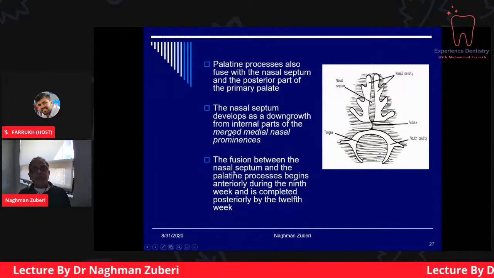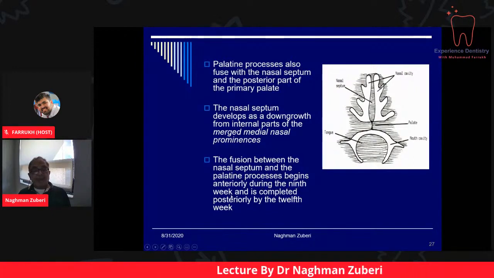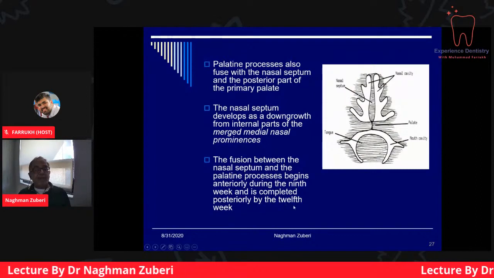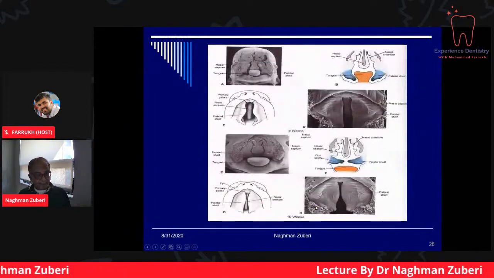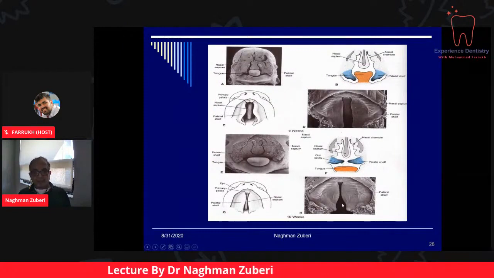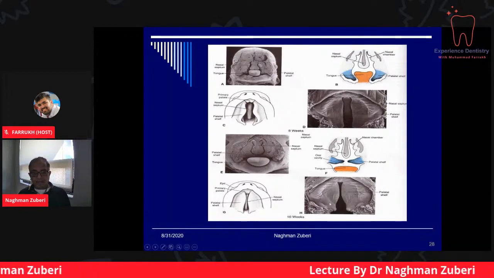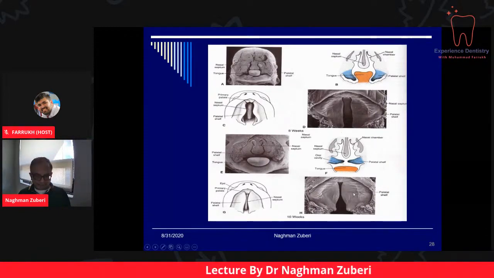The fusion between the nasal septum and the palatine processes begins anteriorly during the 9th week and is completed posteriorly by the 12th week. You can see how they merge and how they are moving towards each other.